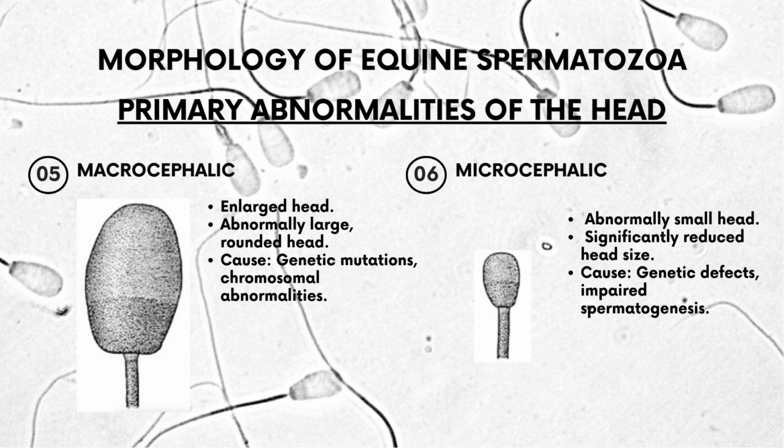Macrocephalic sperm, or sperm with enlarged heads, have an abnormally large, rounded appearance. These are often linked to genetic mutations or chromosomal abnormalities. On the other end of the spectrum, microcephalic sperm have significantly smaller heads, which is usually due to genetic defects or impaired spermatogenesis.